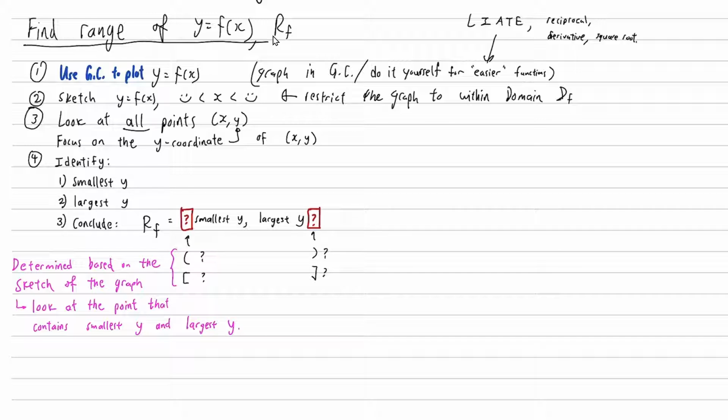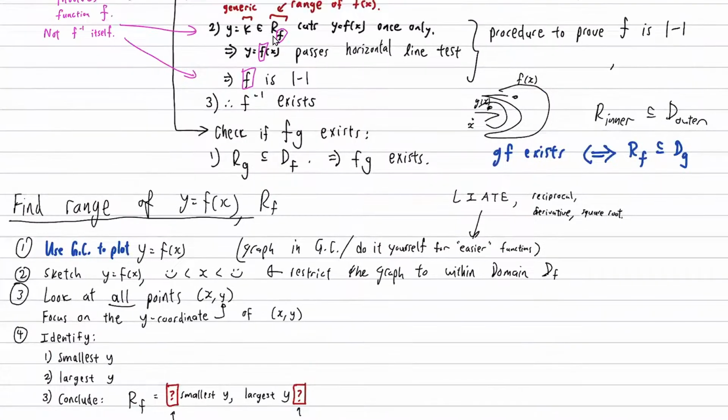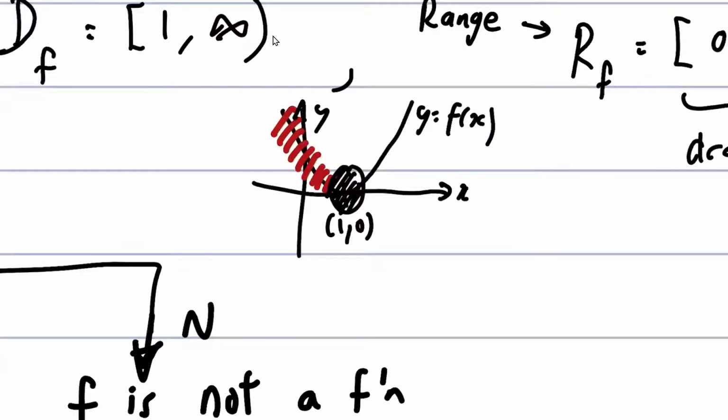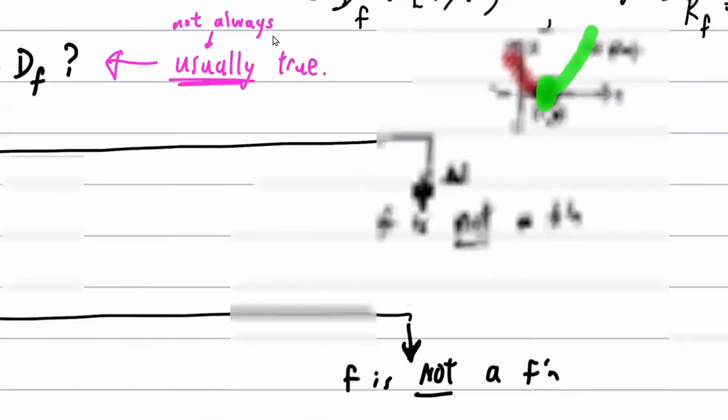The PDF. Then step 2, you want to sketch y equals f of x for a certain domain, something less than x less than something. Sometimes there's equal, sometimes there isn't on either side. So sketch this with respect to the domain. What does that mean? It means you look at your graph in the GC, but you still need to restrict the graph to within the domain Df. Just like the previous example here, your GC shows you the entire curve, but my domain tells you x is more than or equal to 1. So you only draw the right half.